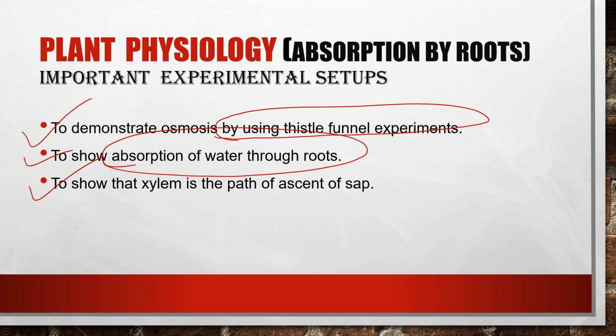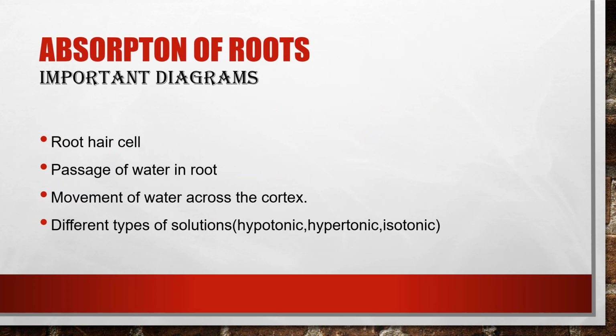So these are the three important experimental setups in the absorption by roots in the first part of plant physiology. Now let us move on to the diagrams of this lesson. Now what important diagrams should you draw in this lesson?